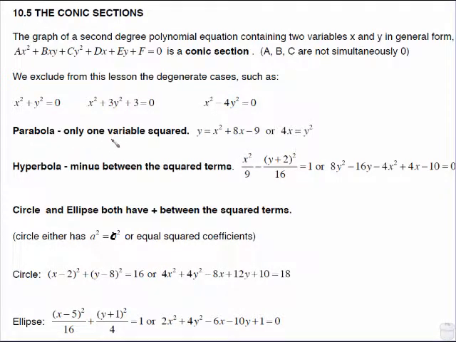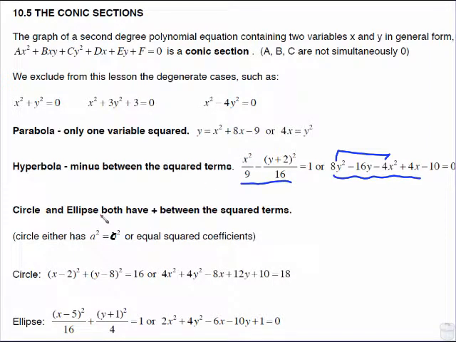If we have just one variable squared, whether it's x squared or it's y squared, you know you have a parabola. So that's the easiest one to identify. If there is only one variable squared, it is a parabola. The other one that's very easy to identify is a hyperbola, because the hyperbola has a minus between the squared terms, whether it's in this standard form here or if it's in the general form there. There is still a minus between the squared terms. This says 8y squared minus 4x squared. That makes it a hyperbola. So parabola and hyperbola are very easy to identify.